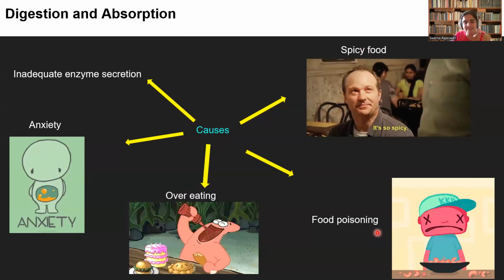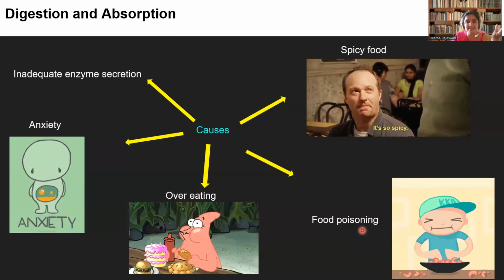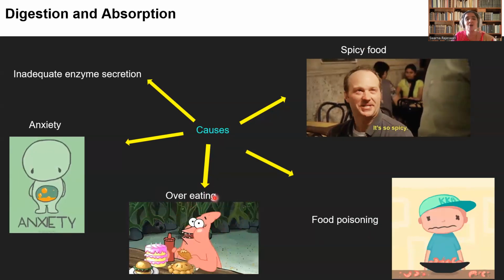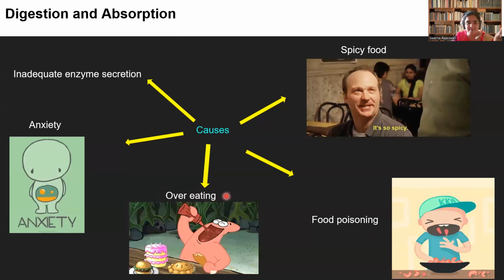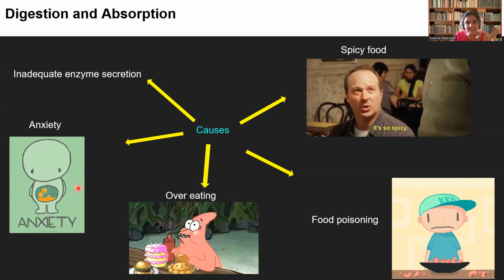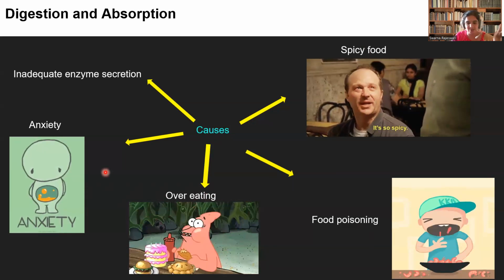And when there is food poisoning, it causes jaundice, diarrhea, vomiting, etc. When we overeat, it also causes stomach fullness, bloating, or vomiting. And even anxiety causes constipation and some digestive disorders.